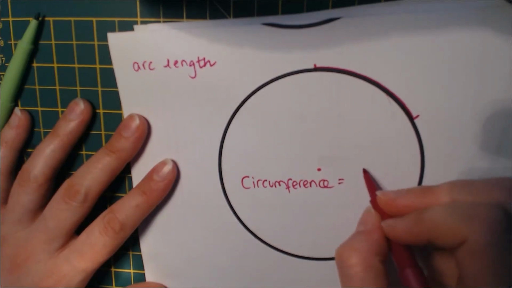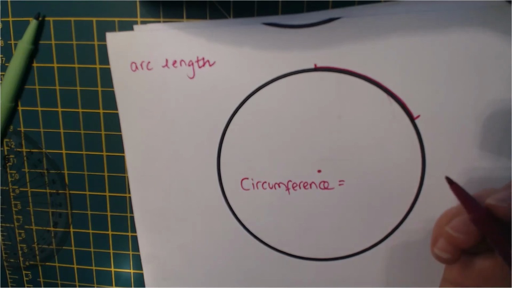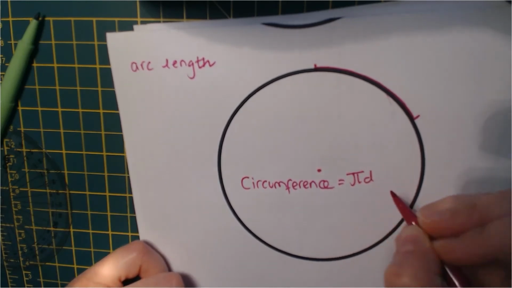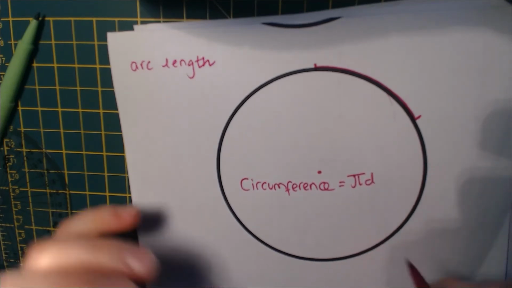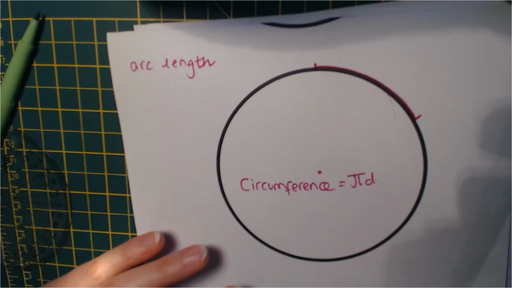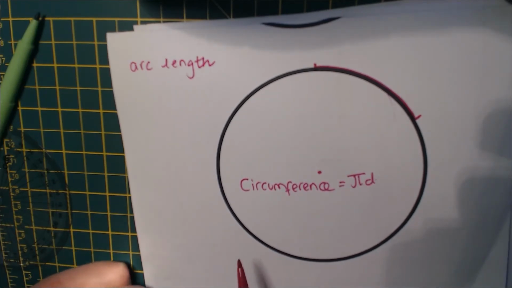Circumference equals, depends on your favourite way to write this. I mean, most people call it pi d. Some people write 2 pi r. It's the same thing because d is 2r. It's just however you prefer to look at that. So pi multiplied by diameter. Okay, so that's for the entire circle.